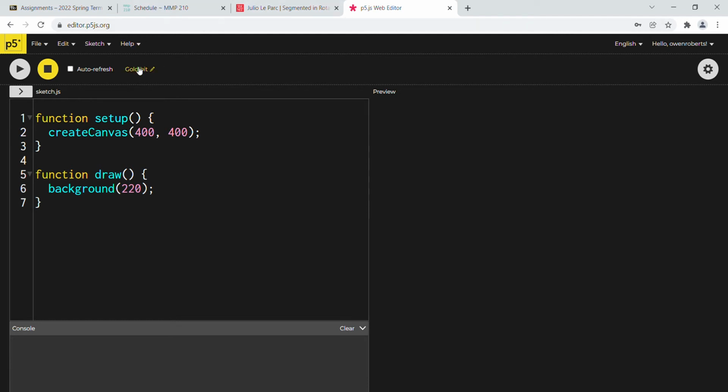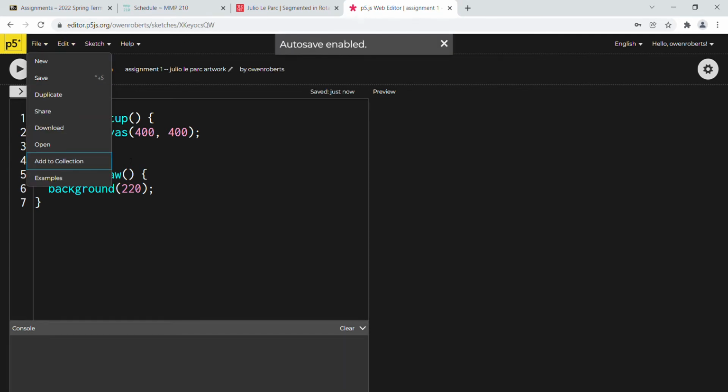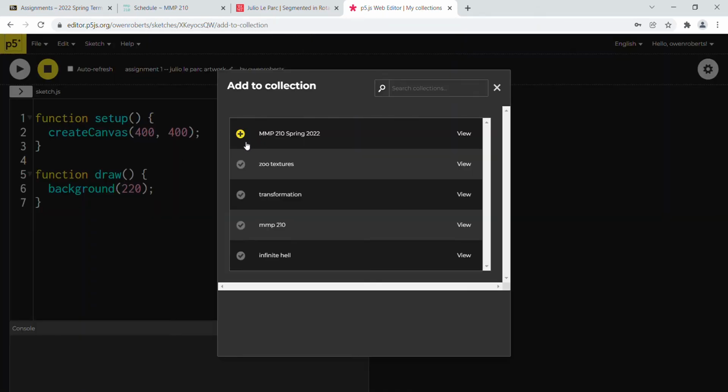So I'm just going to change the name of this to assignment 1, Julio Lapark artwork, and save that. And I'm going to put it in my MMP 210 collection so I can find it later.